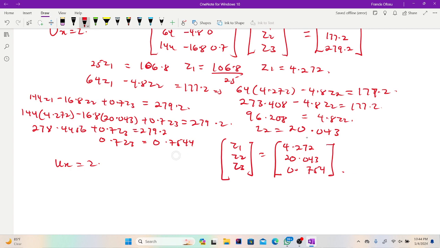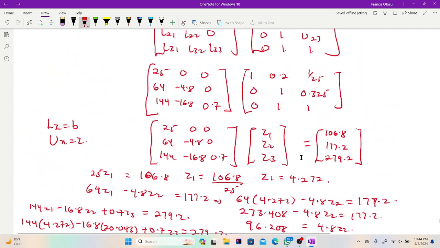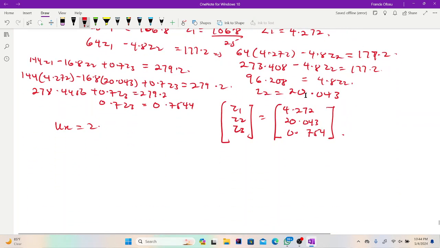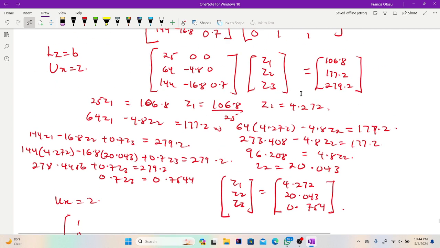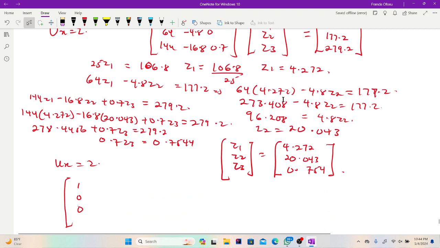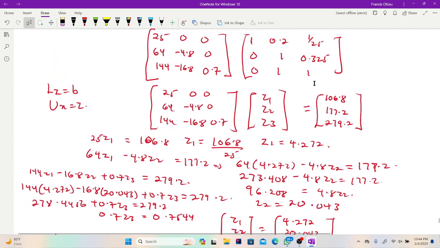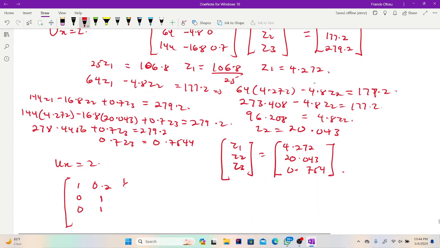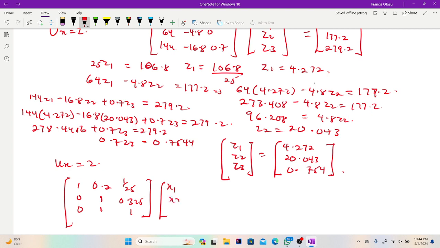Ux equals Z. So I'll carry my U part, which is this equation. So I'll have the U part here, which is 1, then 0.2, 0.2, then the final part is simply 1 over 25, 0.325, then 1. So this multiplied by our x1, x2, x3 should give us the z, okay? And the z is 4.272, 20.043, then 0.754. So after solving this, we get our x straight away.